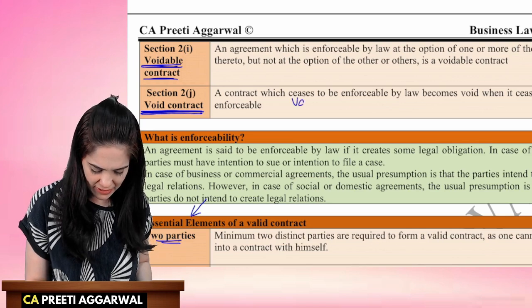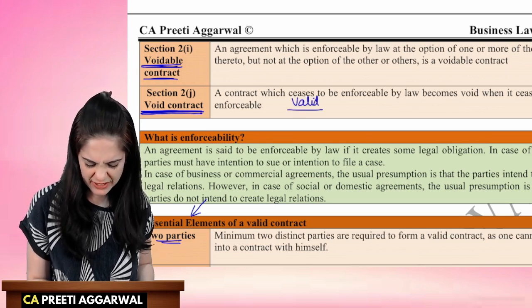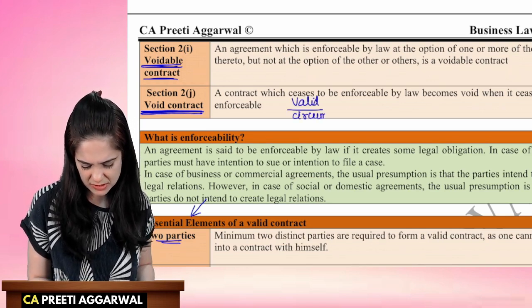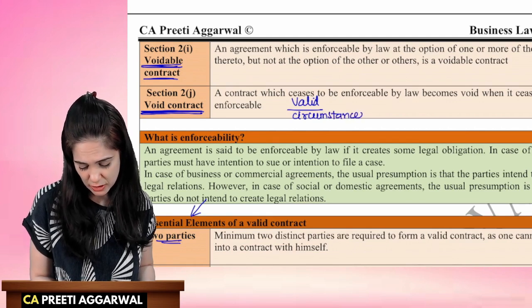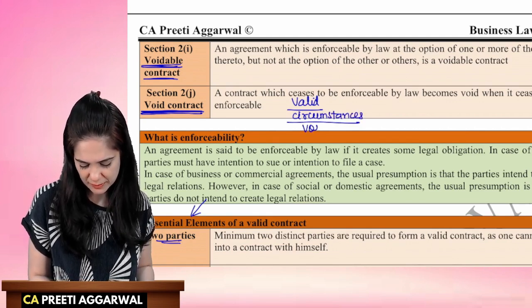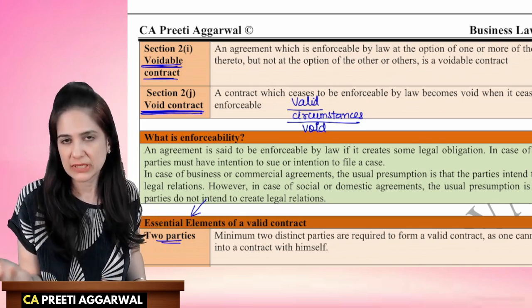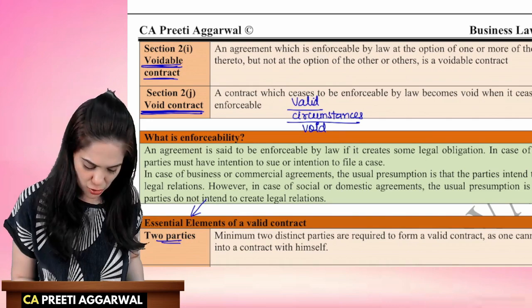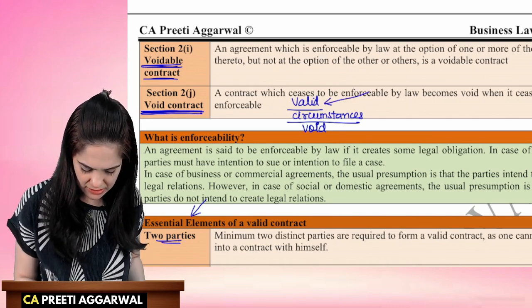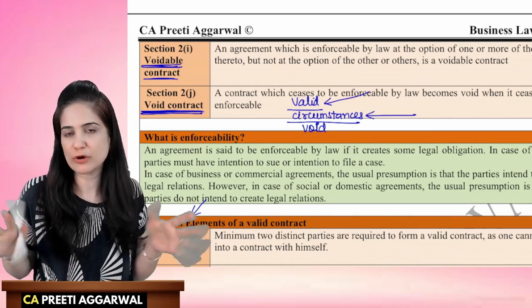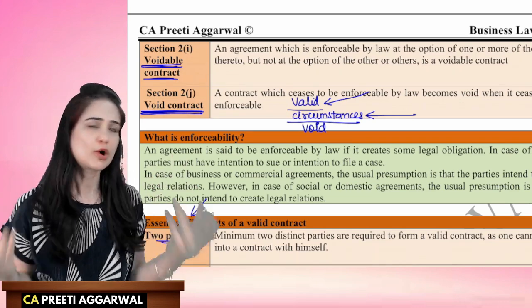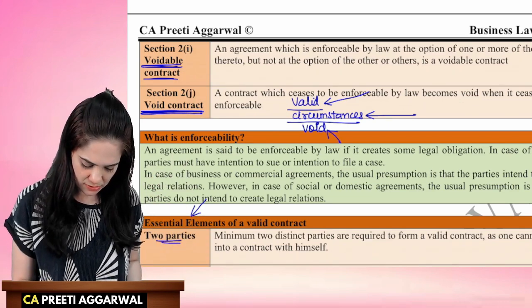The contract was valid when it was entered. But later on, due to certain circumstances, now that valid contract cannot be enforced. It becomes void. See, void is the opposite of valid. So it was a valid contract, but now there are certain circumstances because of which I cannot fulfill my promise. I cannot perform the contract. It becomes void.